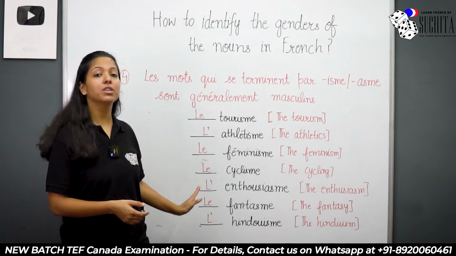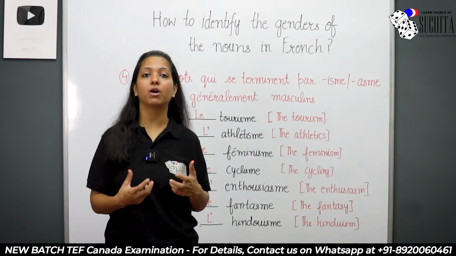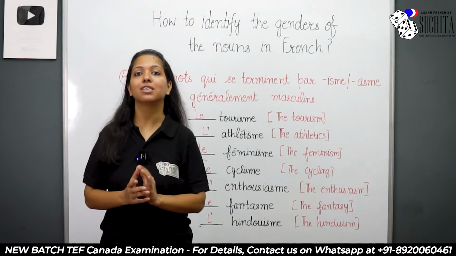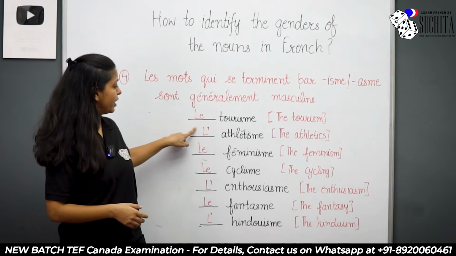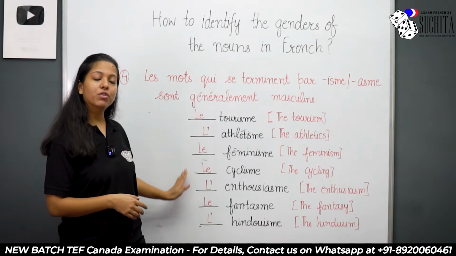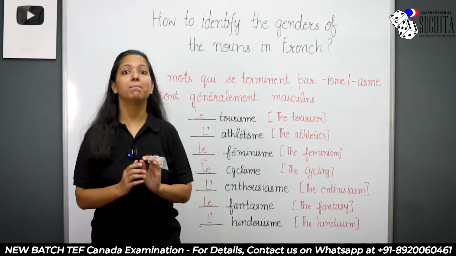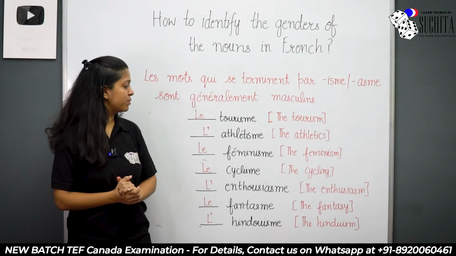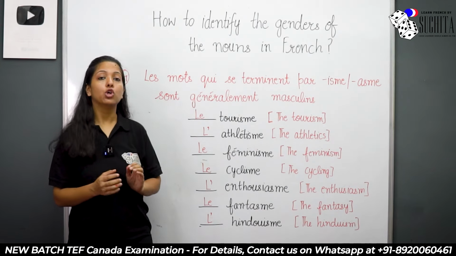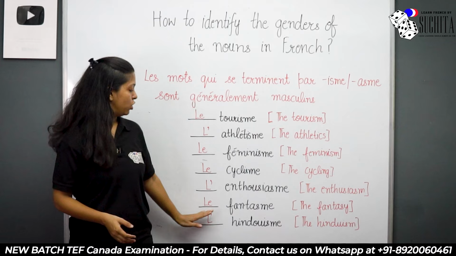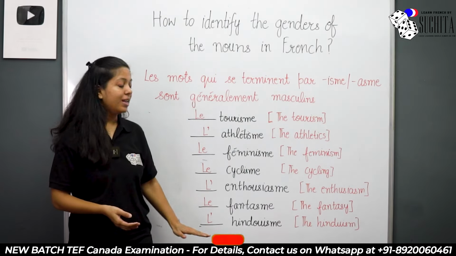Now here I have written the definite articles just to vary it. If you want, you can write the indefinite articles as well. Here I have written L apostrophe because all of them are beginning with a vowel. However, all of them are masculine. So I repeat it for you: le tourisme, l'athlétisme, le féminisme, le cyclisme, l'enthousiasme, le fantasme, l'hindouisme.